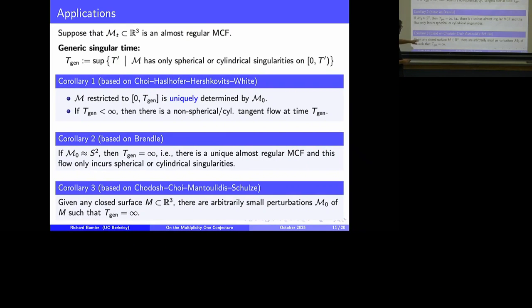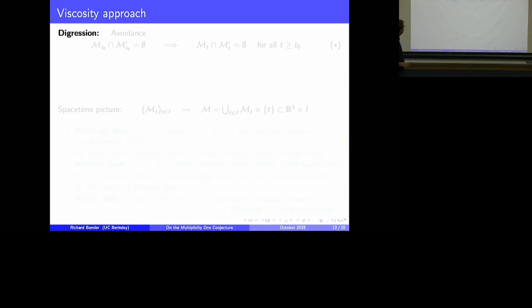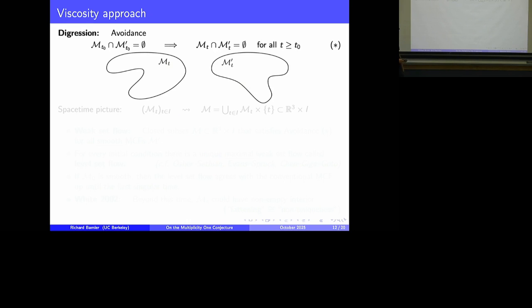Okay, so what I would like to do is now I want to consider the case where we start with a non-generic initial condition, and we may see non-uniqueness. And I want to characterize this non-uniqueness and come up with some canonical flows that show that they somehow explain why we have non-uniqueness. And so to do this, I need to briefly talk about this viscosity approach for mean curvature flow. Okay? And so this viscosity approach is based on this famous avoidance principle.